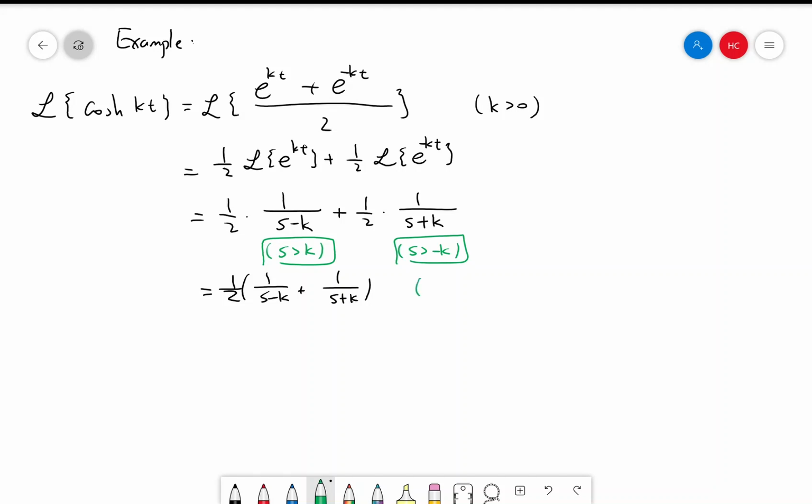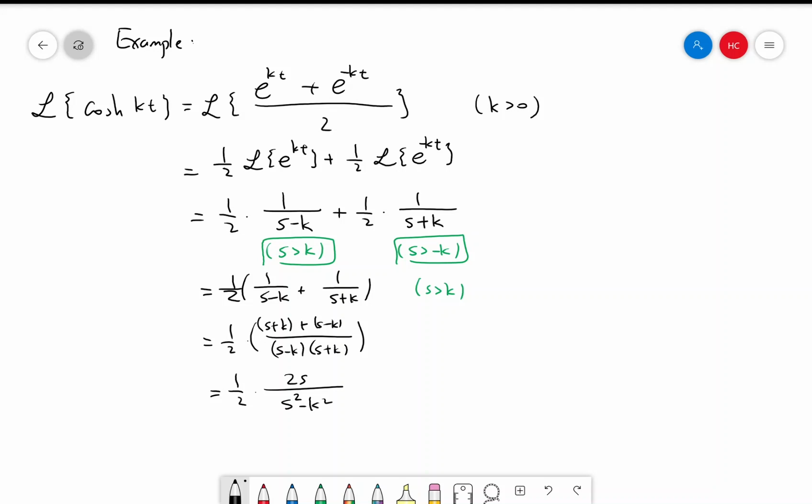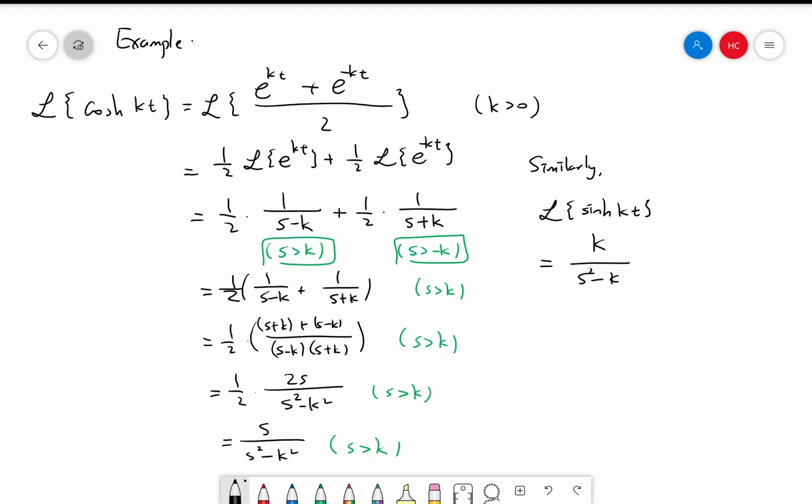So this converges for s greater than k, and this is equal to, the common denominator is (s minus k) times (s plus k), with numerator s plus k plus s minus k. So this is equal to 1/2 times 2s over s squared minus k squared, which is equal to s over s squared minus k squared. And this converges for s greater than k. So that's for hyperbolic cosine. And hyperbolic sine is similar, so we're not going to do the whole thing again. The Laplace transform of hyperbolic sine of kt is equal to k over s squared minus k squared. And the domain is the same: s greater than k.